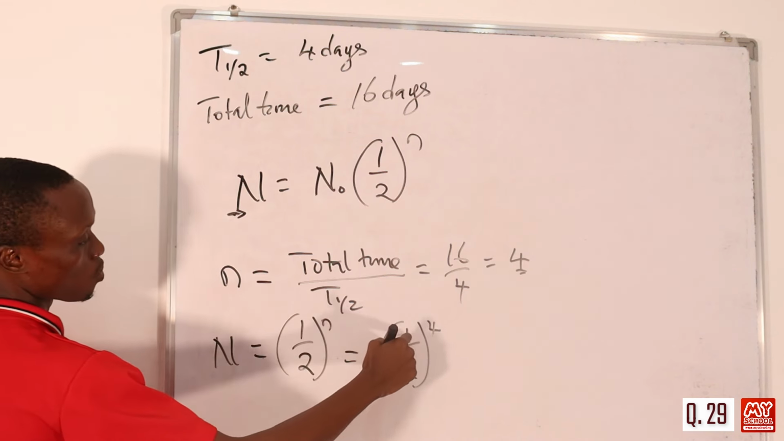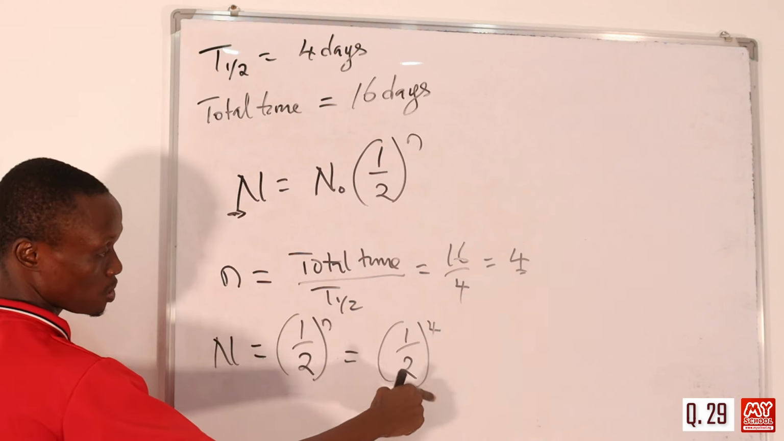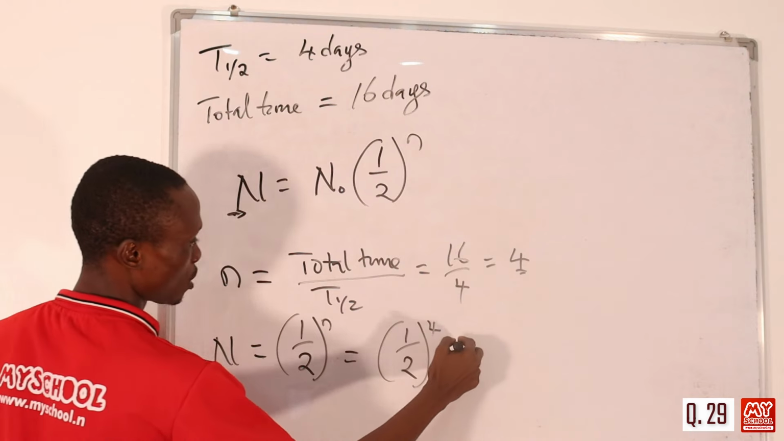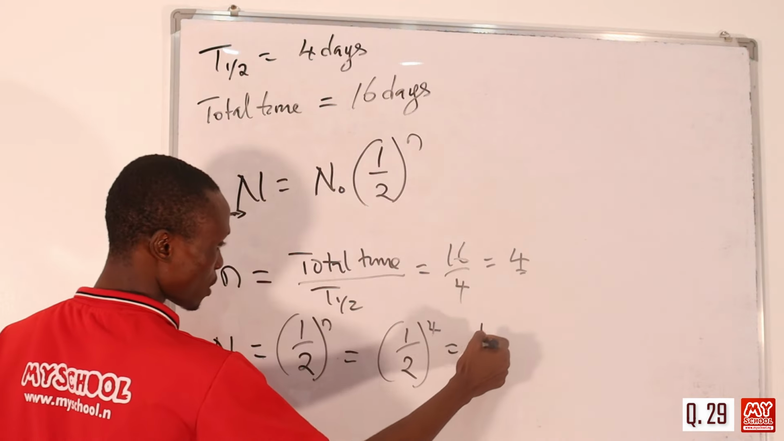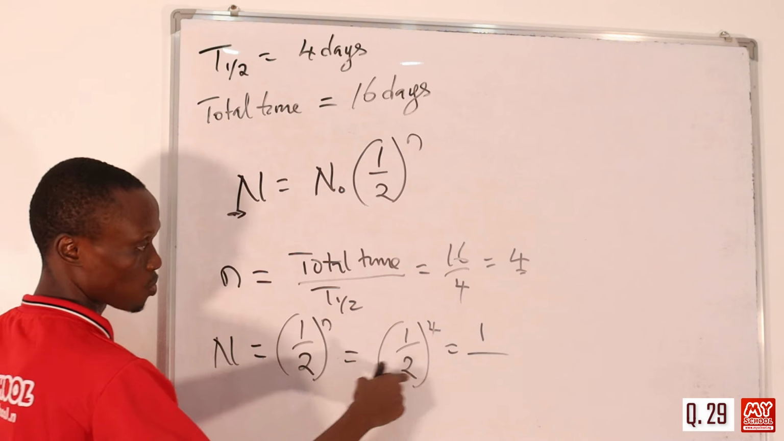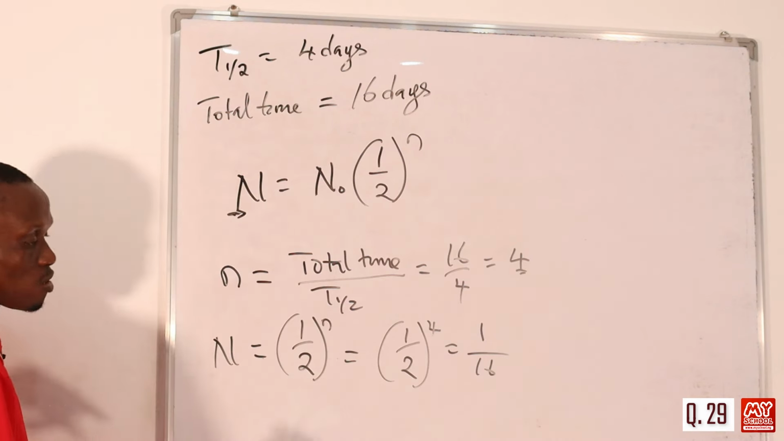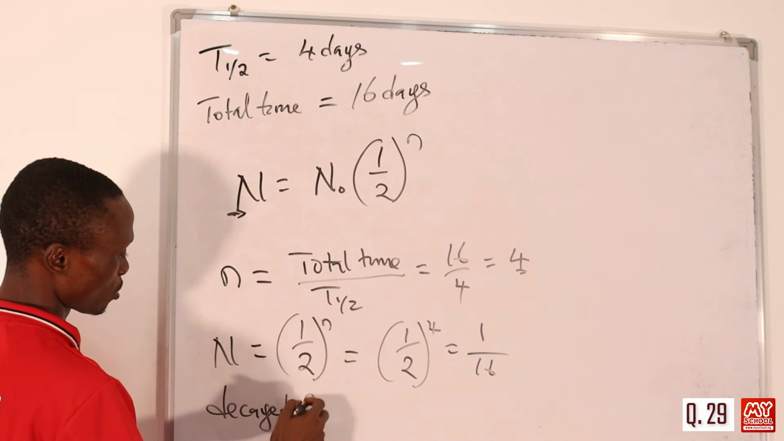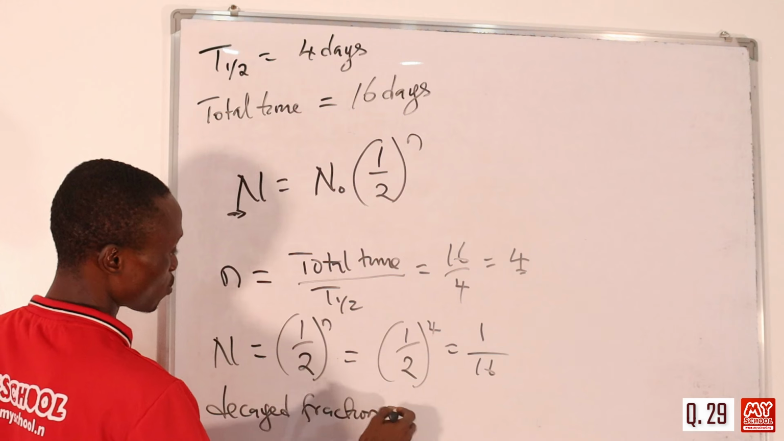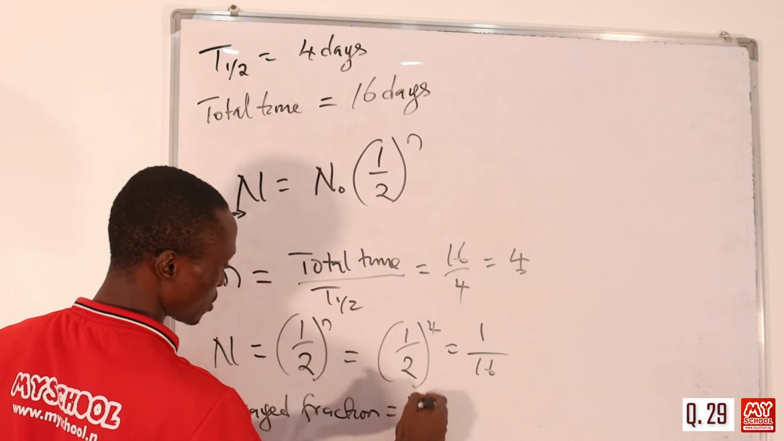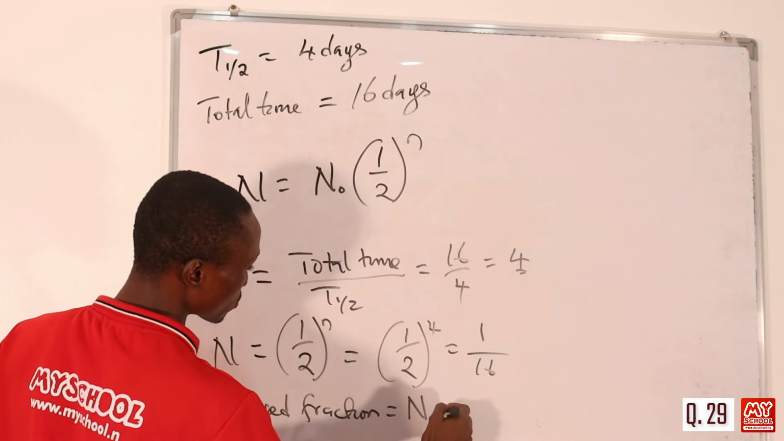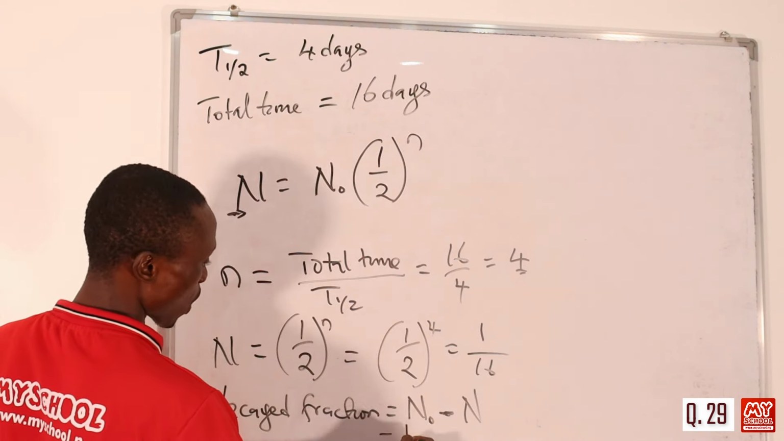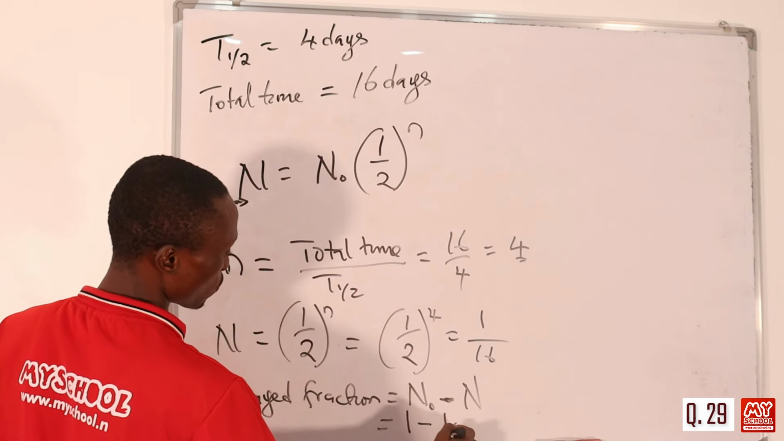So this 1 over 2 raised to power 4 means 1 raised to power 4 and also 2 raised to power 4. Okay, so 1 raised to power 4 is 1 and 2 raised to power 4 is 16. Now we can calculate for the decayed fraction. The decayed fraction will be equal to the original mass of the radioactive substance, which is N naught, minus the remaining fraction, which is N. So in this case, we have 1 minus 1 over 16.